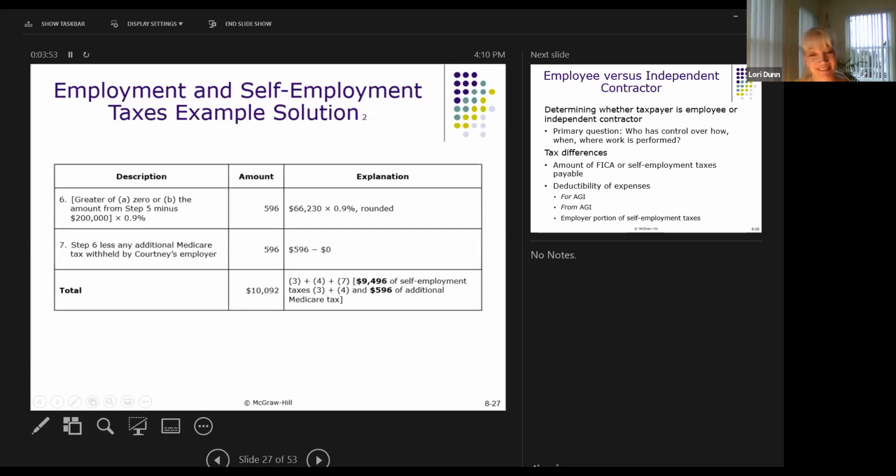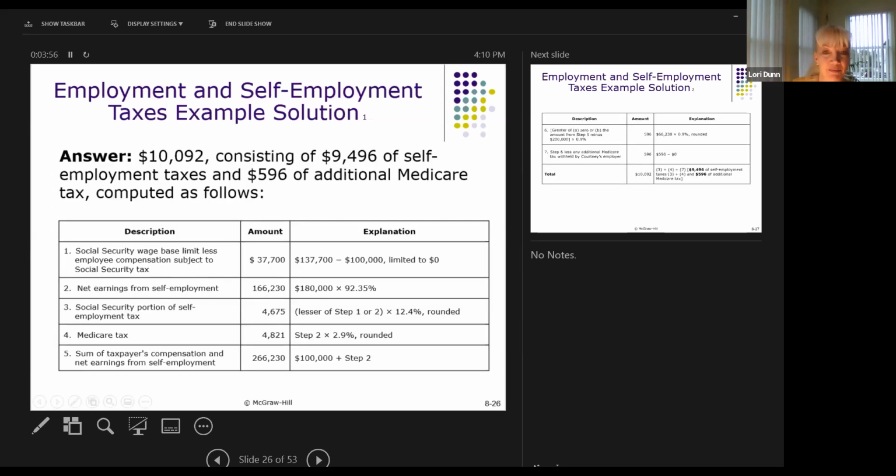Now, there's one more thing that we didn't talk about. People are also assessed an additional Medicare tax if their earnings reach a certain threshold. This is another extra tax. Yes, we've got to pay for Medicare. So what we do is we take her earnings, that's where the 100,000 comes from, the earnings from her job plus step 2, the self-employment income. So add together the taxpayer's compensation and net earnings from self-employment.